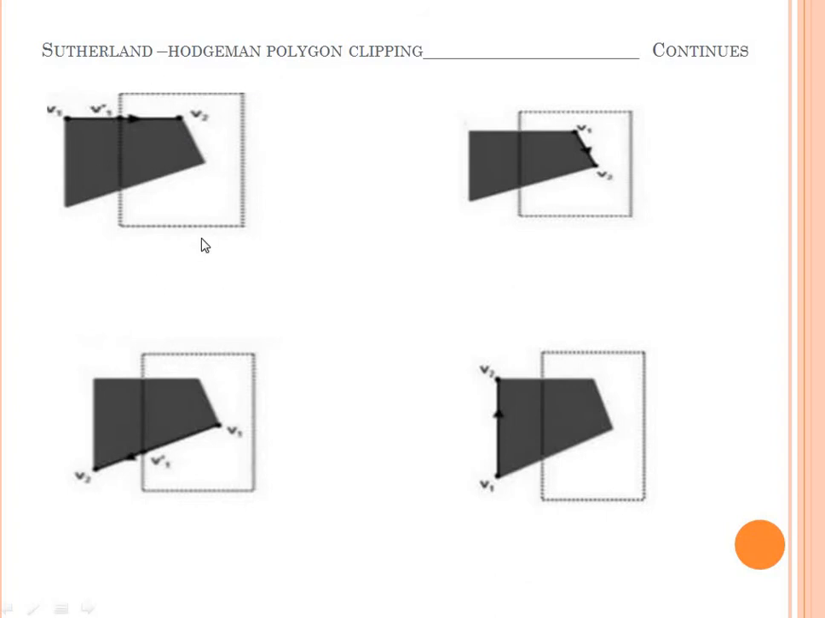Suppose this is the window and this is our polygon. This is the vertex of our polygon, this is the first vertex and the second vertex. If the first vertex is outside of the window and the second vertex is inside, we move the vertex from outside to inside. We save the intersection point and vertex V2. Here we remove this portion.